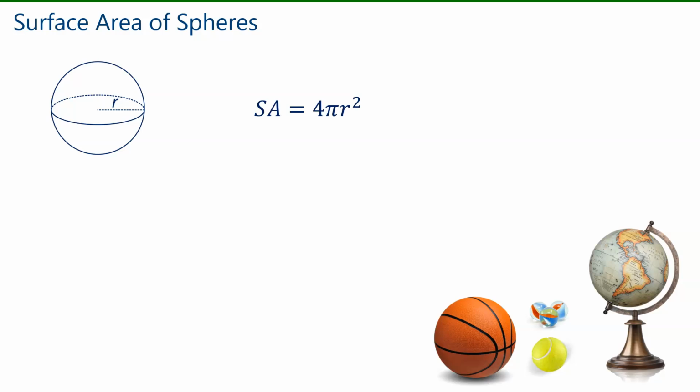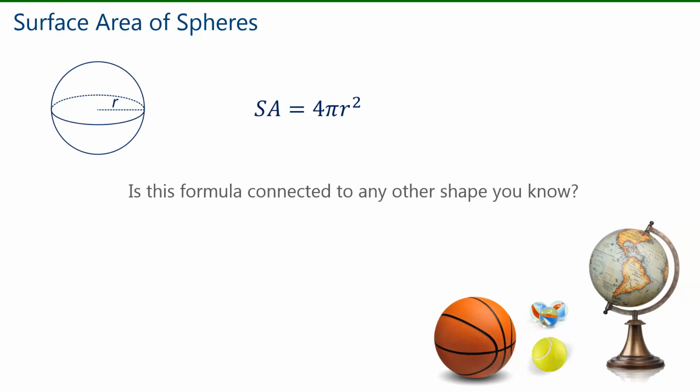Now let's look at this formula a little bit closely. Is this connected to any other shape you know? In particular, look at this part of the formula, pi r squared. That is the area of a circle. So the formula for surface area of a sphere comes from the area of the circle.